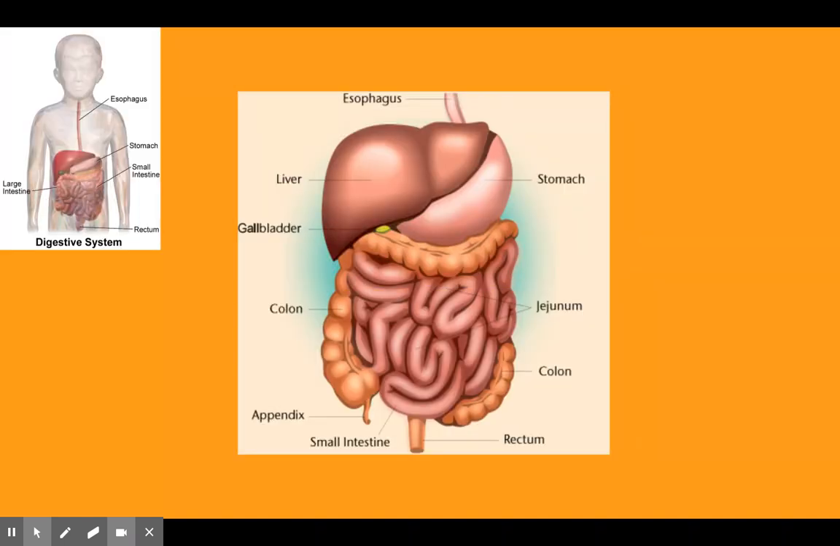Here's a diagram of the digestive system. You have the small intestines and the large intestines wrap around. Your stomach is right here, and then you have your liver.